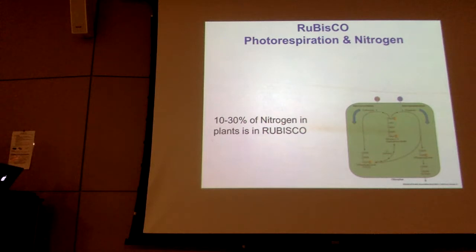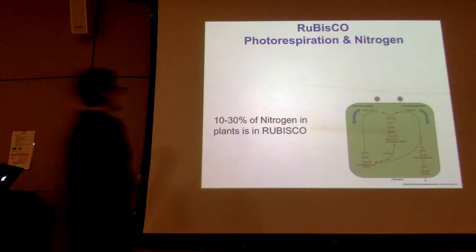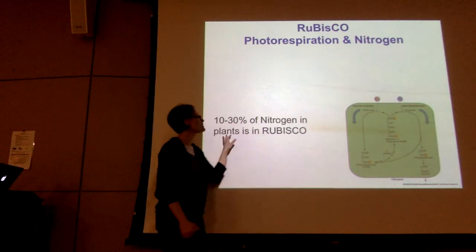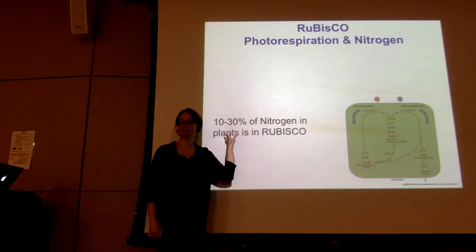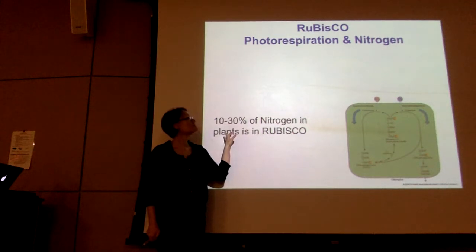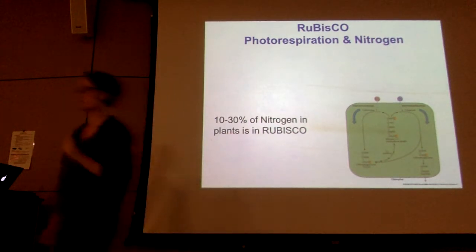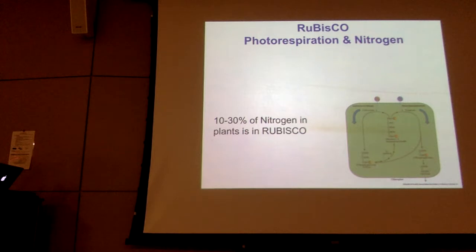I want you to keep in mind that nitrogen is pretty important to plants. But up to 1/3 of the nitrogen in plants is in this one enzyme, rubisco. And so that's a lot of why nitrogen is important to plants, is because you need rubisco to fix carbon, yeah? Okay, keep that in mind for later when we're thinking about Konza prairie.